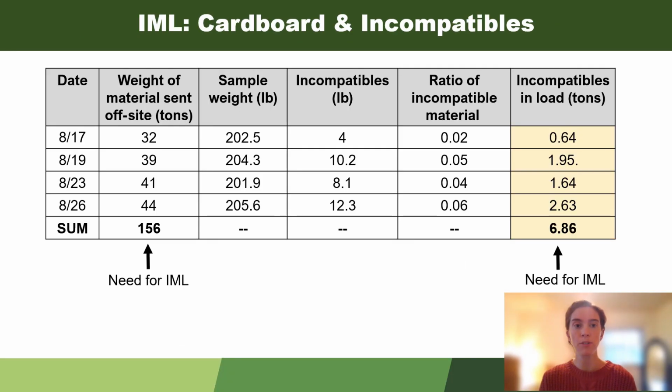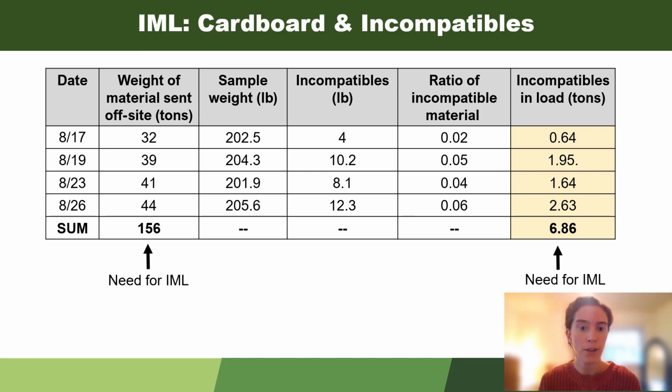Here are those 4 samples of cardboard that were taken in the 10-day measurement period for Q3. We had captured the weight of the cardboard load sent off site, as well as the weight of our sample and the weight of the incompatible material in the sample. All this information we already wrote down in part 4 for our record keeping. So instead of determining the organic ratio, we want to determine the ratio of incompatible material. Now, hint, hint, this number is just 1 minus the organic ratio we calculated in part 4.